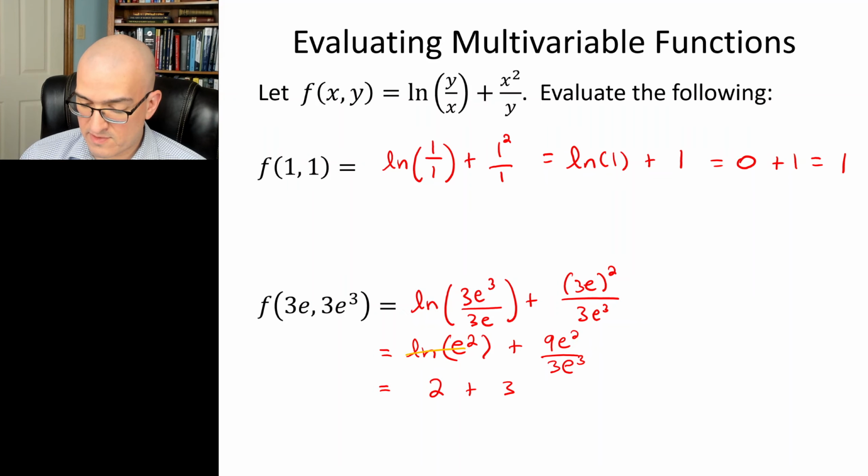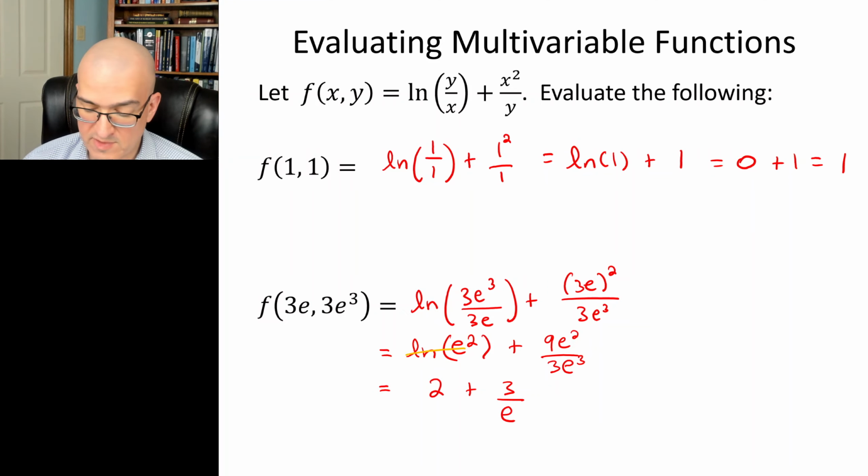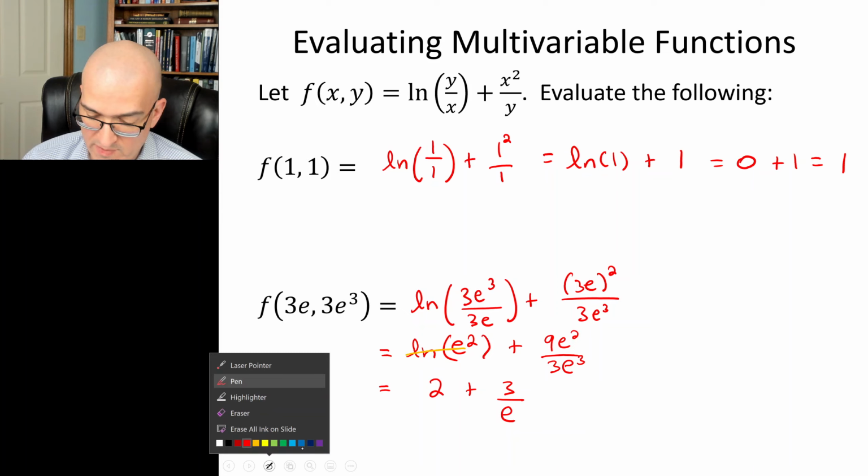And then we have over e. E squared on top, e cubed on the bottom, one surviving term down below. So that's one way we could write the final answer.